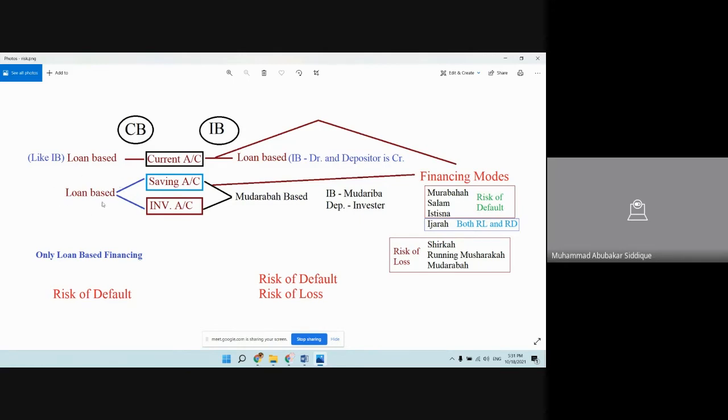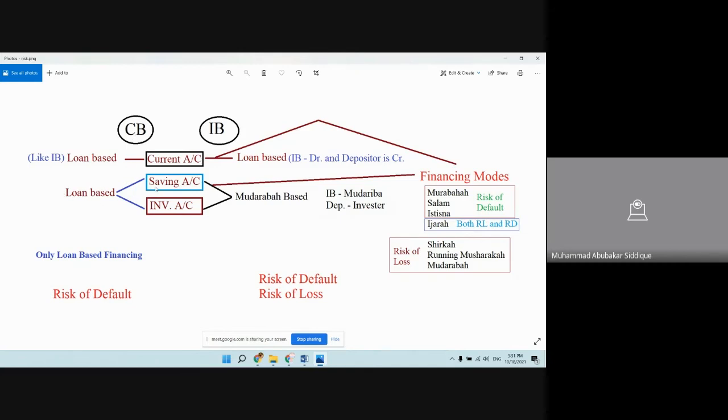What does it mean by loan based? It means that the depositors are considered creditors and the conventional bank is considered the debtor. So there is a creditor-debtor relationship between the depositor and the conventional bank. When there is a creditor-debtor relationship, Sharia says no profit and no reward can be earned on the loan. And we previously came to know that on loans, profit cannot be charged or earned.